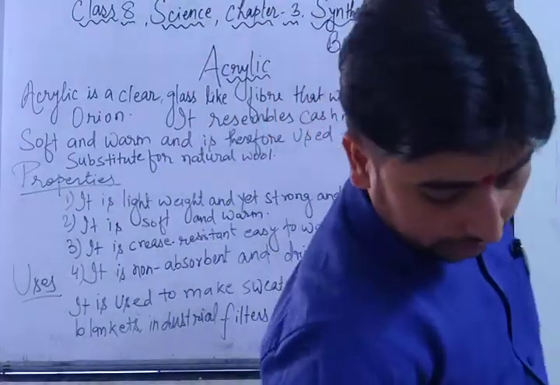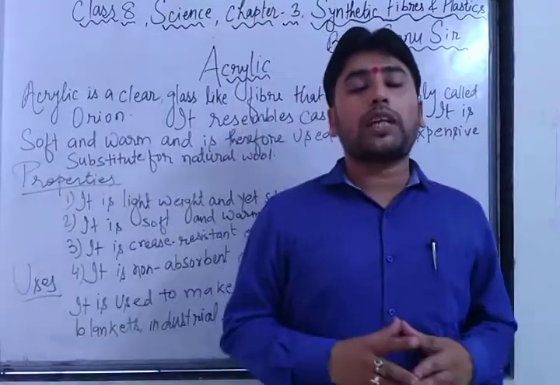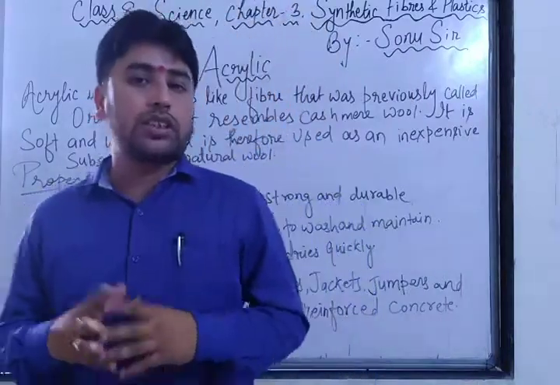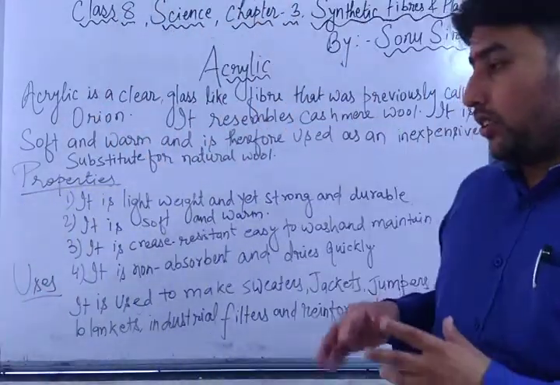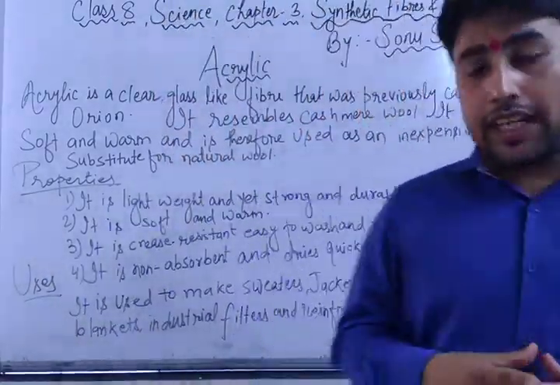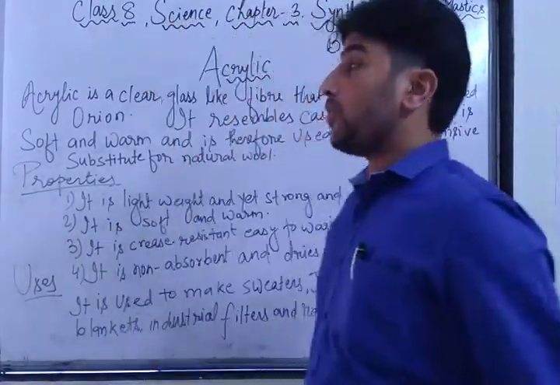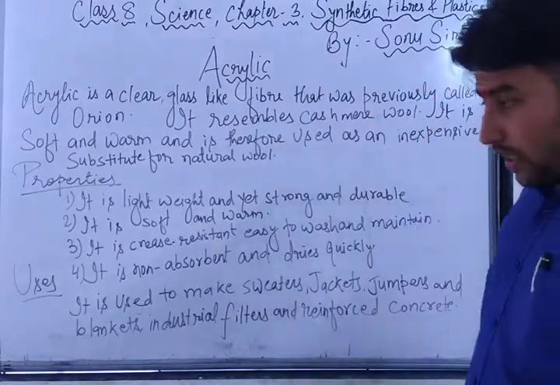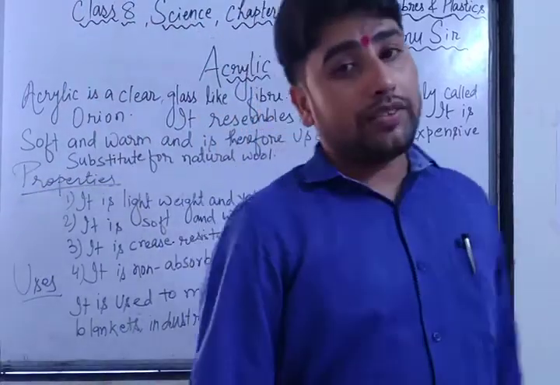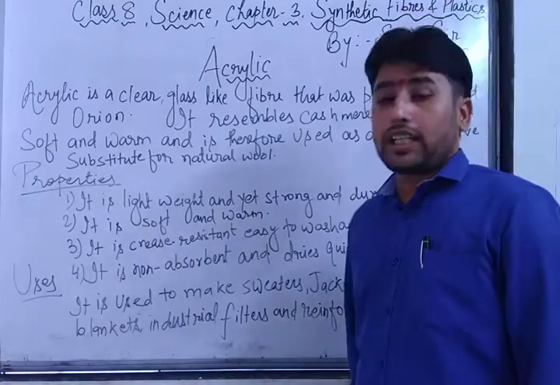I hope all of you have taken a screenshot of all these things. So first of all, we have studied in this chapter about natural and synthetic fiber. What is natural fiber? A fiber which is obtained from nature, that is plants and animals, is called natural fiber. Examples: cotton, wool, jute, silk, etc. And what is synthetic fiber? A fiber which is obtained from chemical industries or chemicals is called synthetic fiber. In synthetic fiber, I've given you the examples of rayon, nylon, acrylic, polyester, and many more.